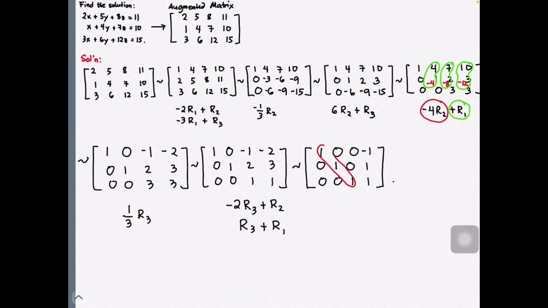Now we have a reduced row echelon form. Take note that in producing reduced row echelon form, we have to produce a leading one first before we can make the rest of the entries in that column zeros. Then we can move to the next column.